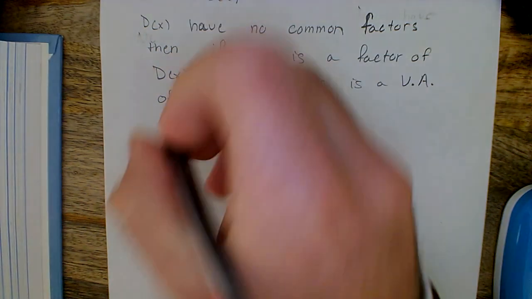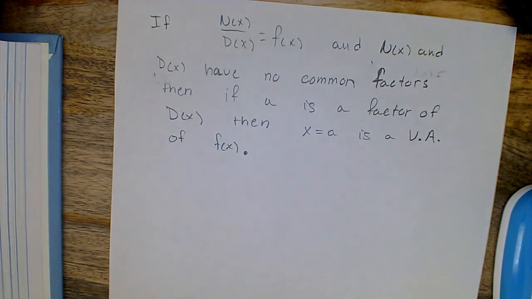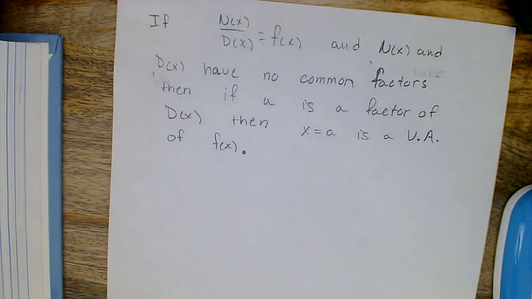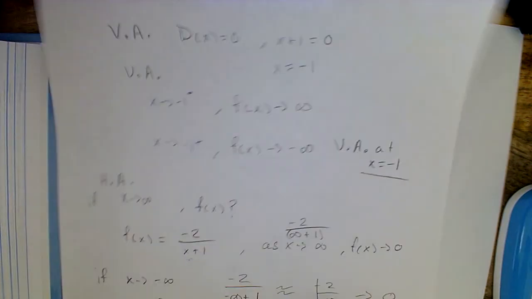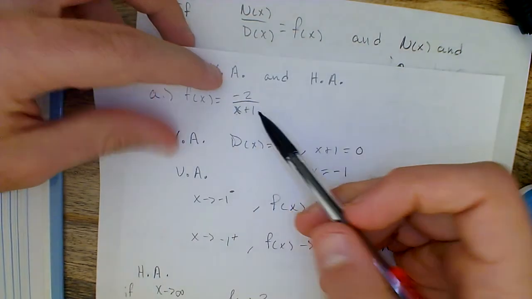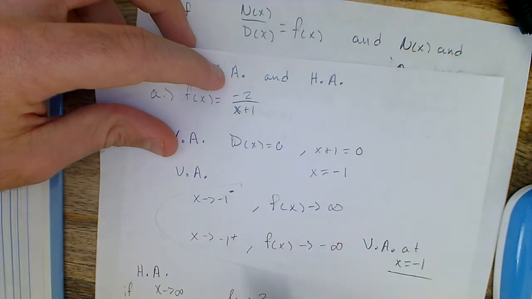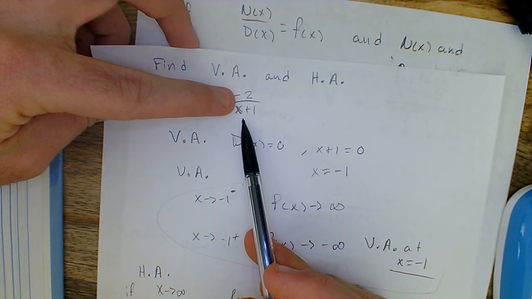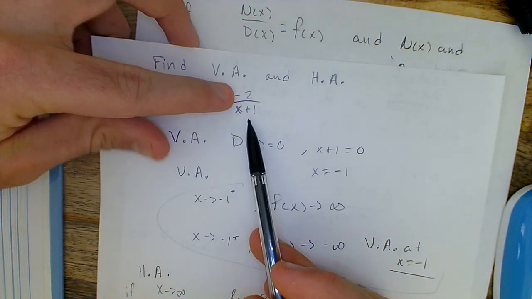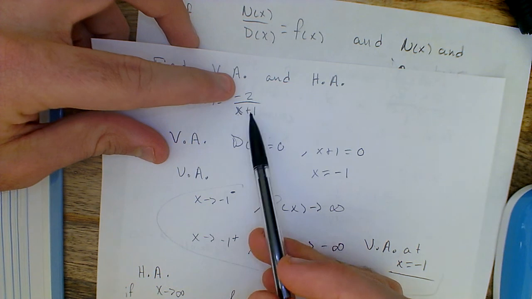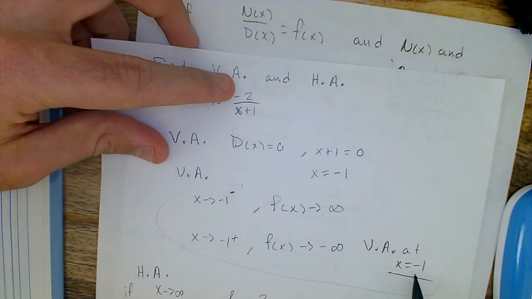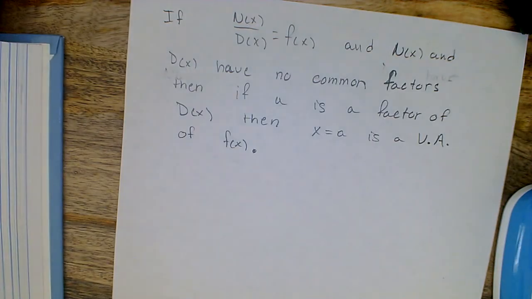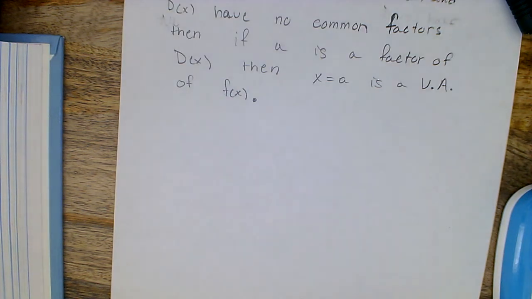So this theorem here saves us the trouble of having to check if it's a vertical asymptote with the other definition. If I look back at these examples, finding the vertical asymptote of negative 1 here, I wouldn't have had to do all this checking. It would just say, because n(x) equal to negative 2 and d(x) equal to x plus 1 have no common factors, I can't pull an x plus 1 out of the numerator, then there's a vertical asymptote at x equals negative 1.